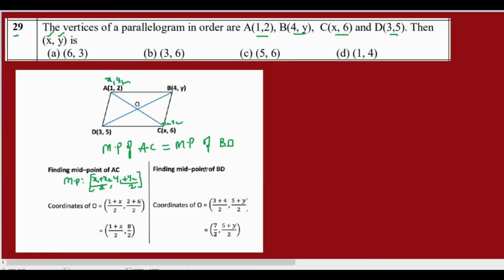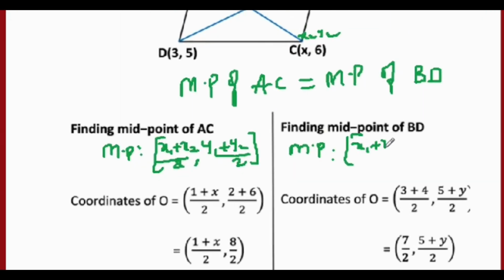Now we'll find the midpoint of BD. So the midpoint formula of BD is similar to that of AC: (x1 plus x2) by 2 and (y1 plus y2) by 2. We will take the B point as (x1, y1) and the D point as (x2, y2) and replace in the midpoint formula. So we'll get (3 plus 4) by 2 and (5 plus y) by 2. 3 plus 4 is 7 by 2 and (5 plus y) divided by 2. So these are also the coordinates of O.